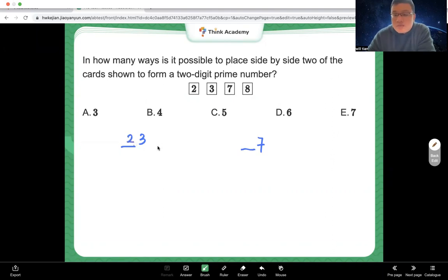23, is that prime, guys? Yes. What about 73? Is that a prime number? Yeah. 83, is that a prime number? Yeah. Okay. 27, is that a prime number? No, divisible by 3. 37, is that prime? Yes. And 87, is that prime? No, not really. If you add 8 and 7, you get 15.